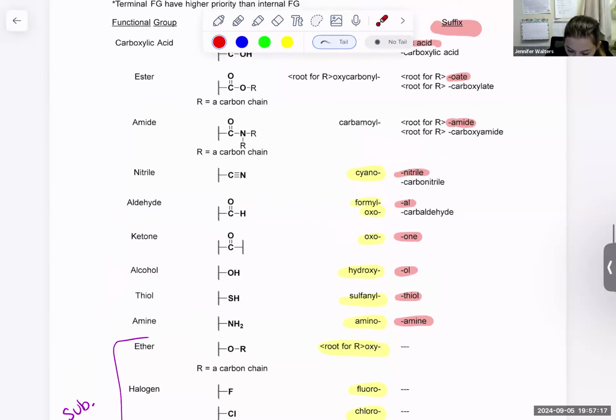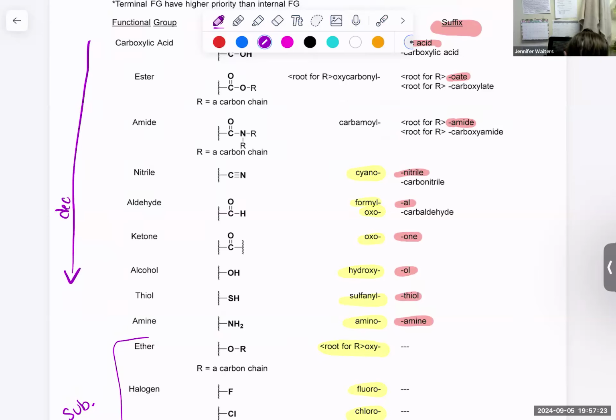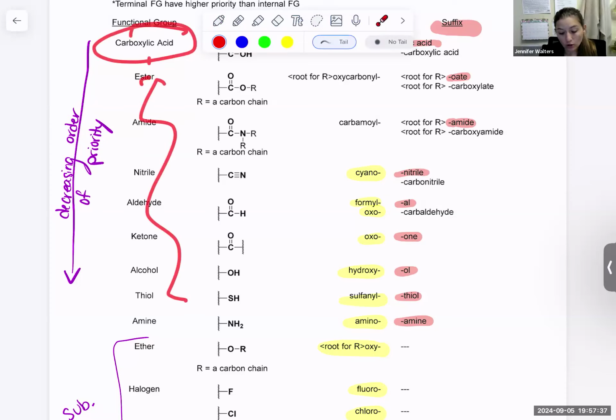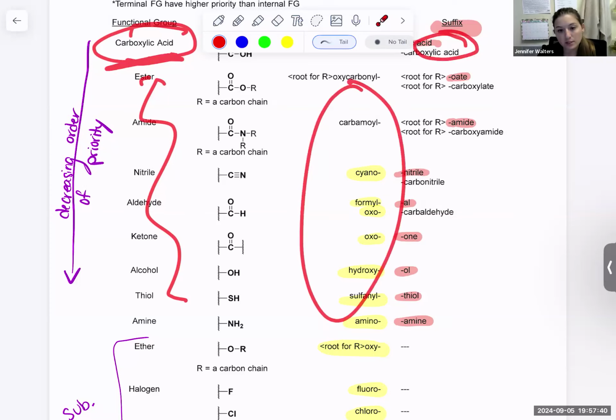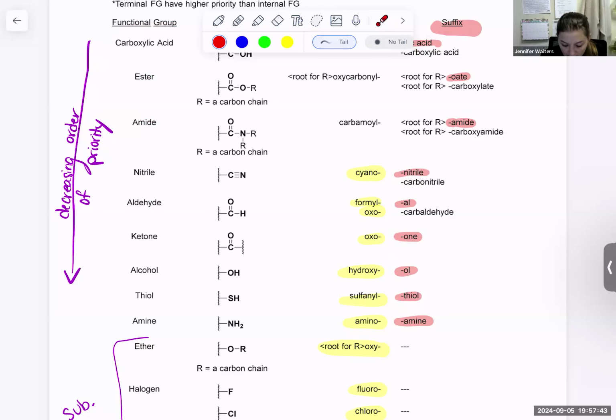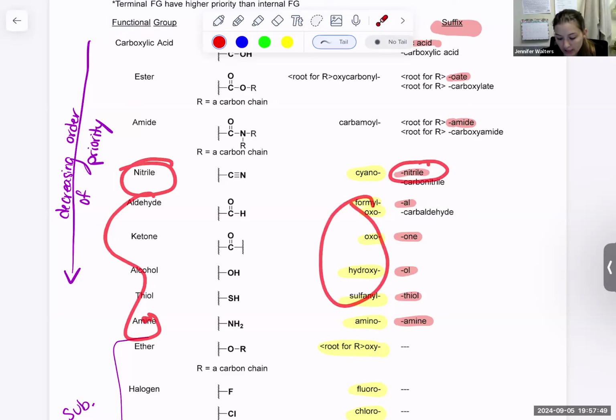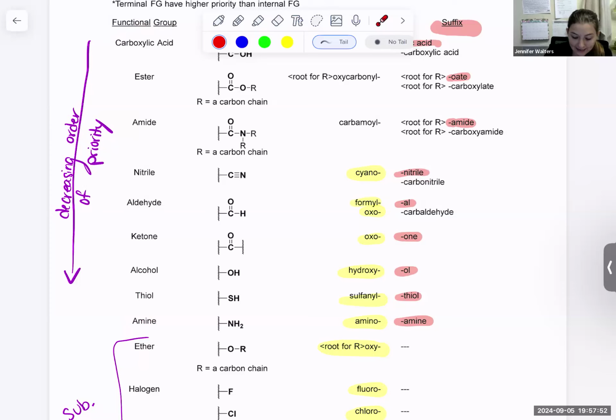Everything else is in this order. So this is decreasing order of priority. So if you have a carboxylic acid and a bunch of other stuff, cool. Carboxylic acid gets the suffix, everything else uses the prefix. If you have a nitrile and a bunch of other stuff, then you use the nitrile suffix and the prefix of everything else, right? So that's how it works: whatever's highest up on the list, the highest up suffix gets used. Everything below, you use the prefix.